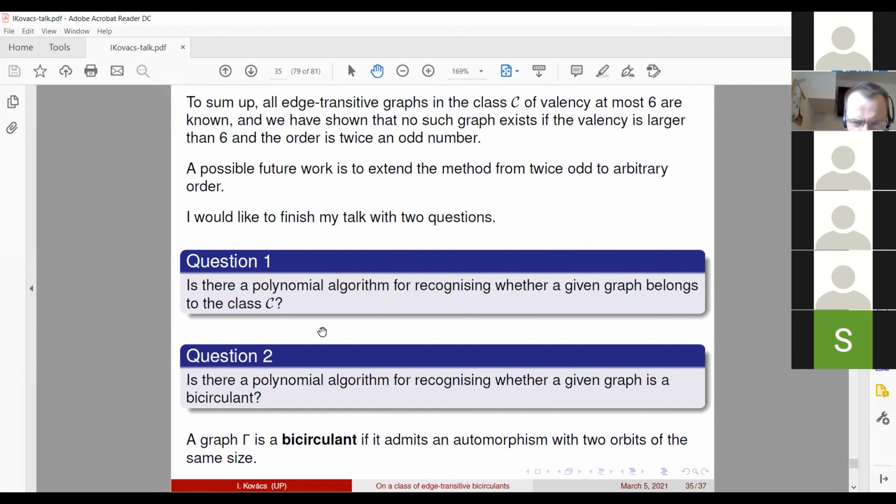Is there a polynomial algorithm for recognizing whether a given graph is a bicirculant? By bicirculant, I just mean that it admits an automorphism with 2 orbits of the same size. So it's something like a Cayley graph of a cyclic group. For a Cayley graph of a cyclic group, you have 1 orbit, now you have 2 orbits of the same size. And I know that for circulants such an algorithm exists. So it's natural to ask, how about the bicirculants?